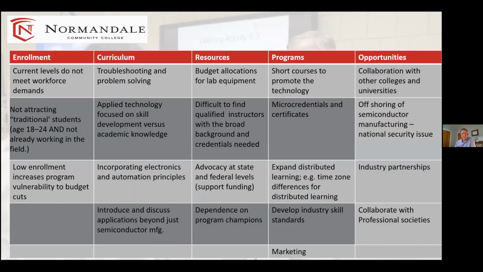This is a summary of a little bit more detail. Actually, the full detail is in the handout that we sent out ahead of time. And as we get into the breakout groups on the Google Doc, you'll see it there as well. But it's just to give you an idea. So what we wanted to do with our breakout session is look at these first 4. We're going to consider opportunities as something a little bit unique and really dig a little deeper into the issues of enrollment, curriculum, resources, and programs. Next slide, please.